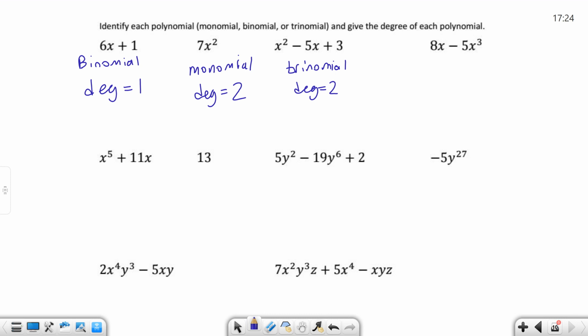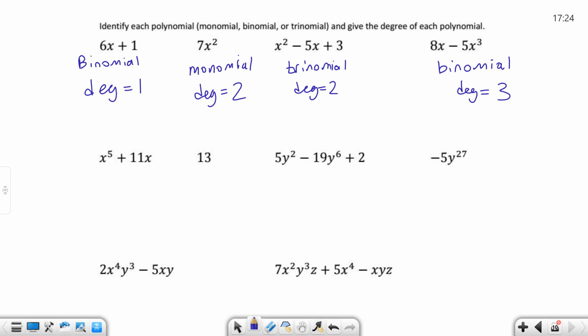Look at the next one. It's how many terms? It's 2, so it's a binomial. And its degree, and I'm abbreviating degree, obviously, DEG, degree equals. So what's the degree of 8x? It's 1. What's the degree of negative 5x cubed? 3. So which one is the bigger degree? The 3. So the degree there is 3.